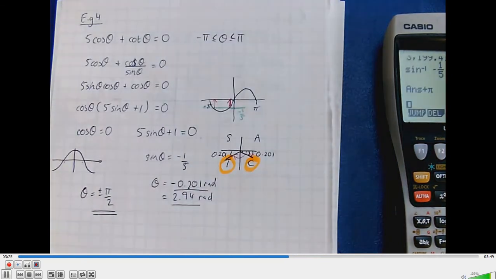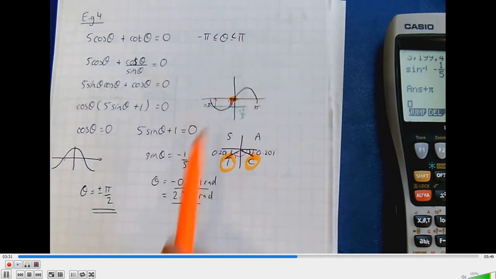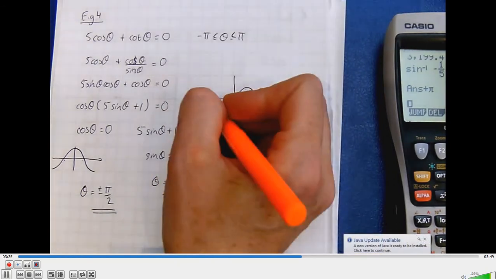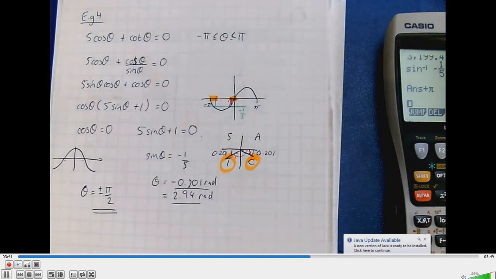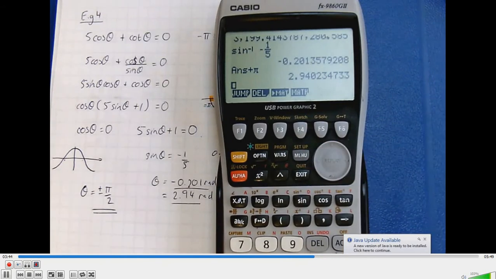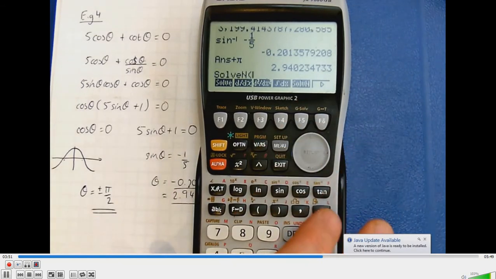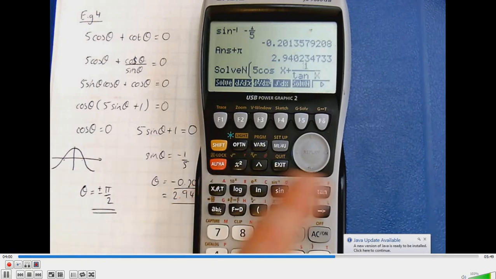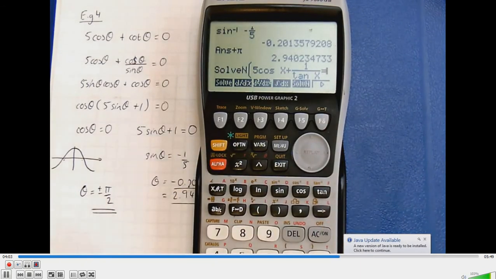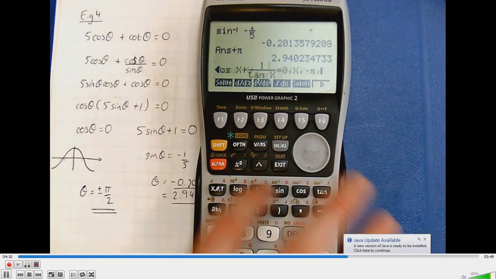And here we know that this distance between 0 and the first intersection is going to be negative 0.201. So by symmetry, we can work out the other intersection by doing negative pi plus 0.201. Okay, remember on your calculator to check, you press options and then calc and then solve n, and we type in the equation. So 5 cos x plus cot, which is 1 over tan x, equals 0. And our variable is called x. We're going from negative pi to pi.